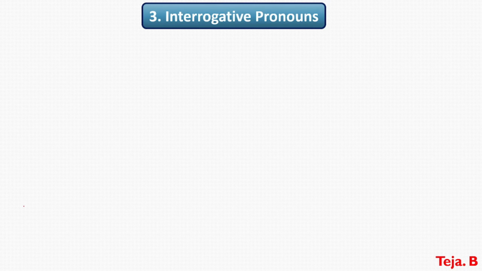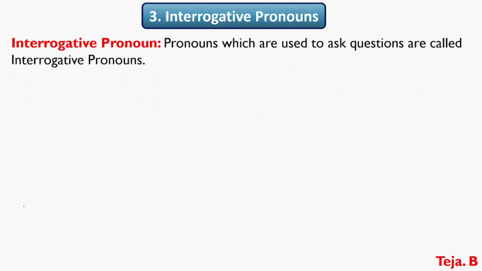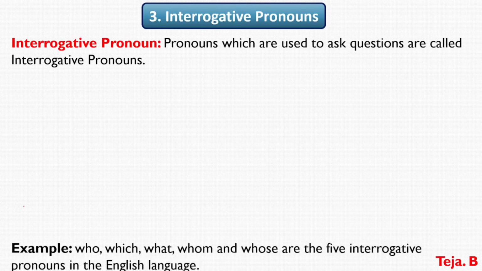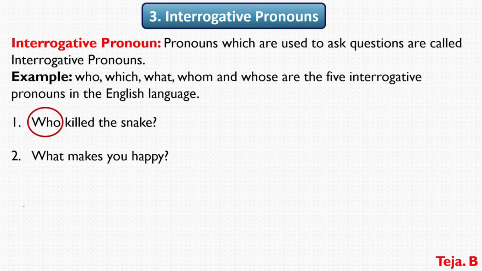Interrogative pronouns. Pronouns which are used to ask questions are called interrogative pronouns. The word itself tells us, interrogate, asking questions. Examples: who, which, what, whom. These are all examples of interrogative pronouns. See sentence 1: Who killed the snake? Who is the interrogative pronoun. And: What makes you happy?